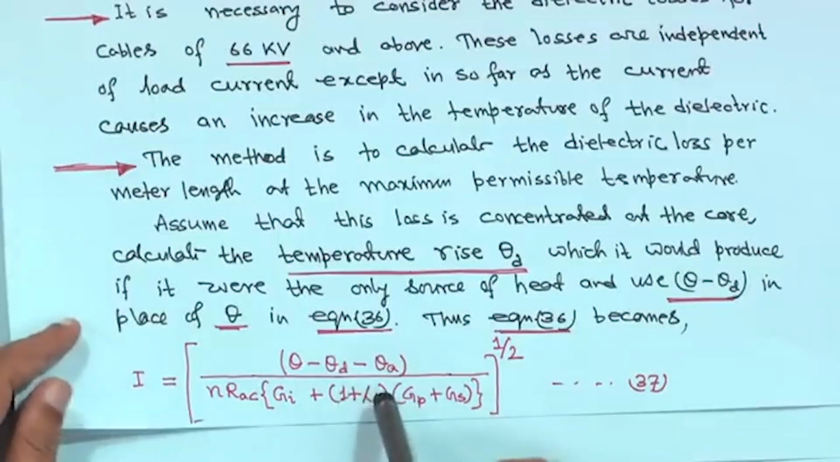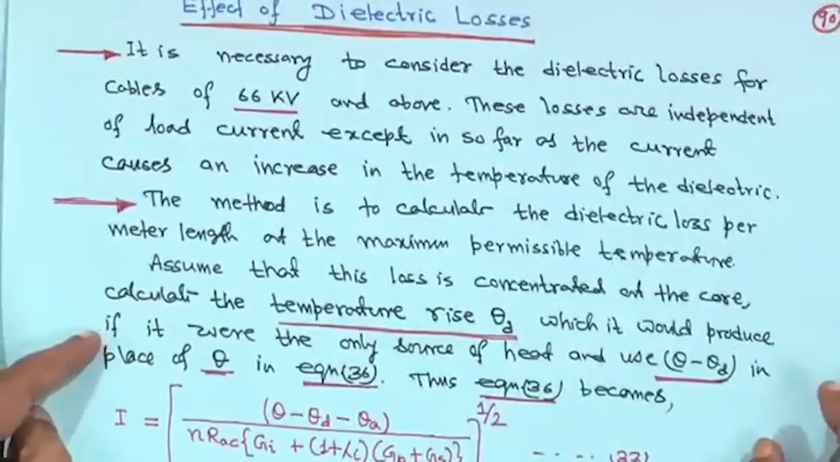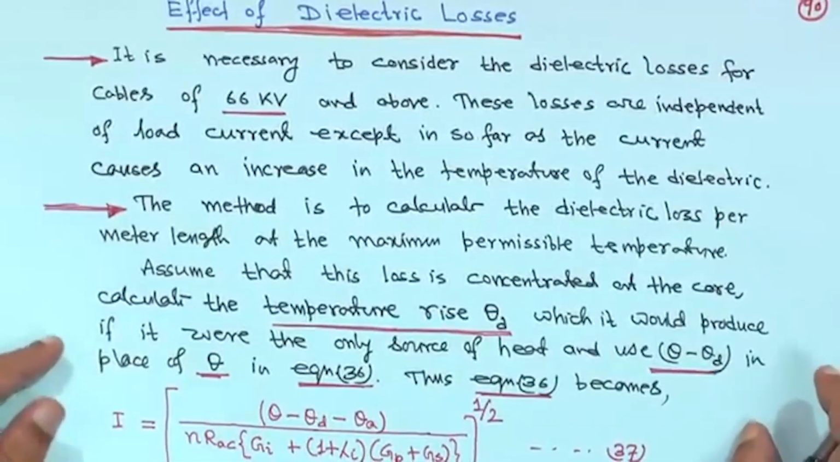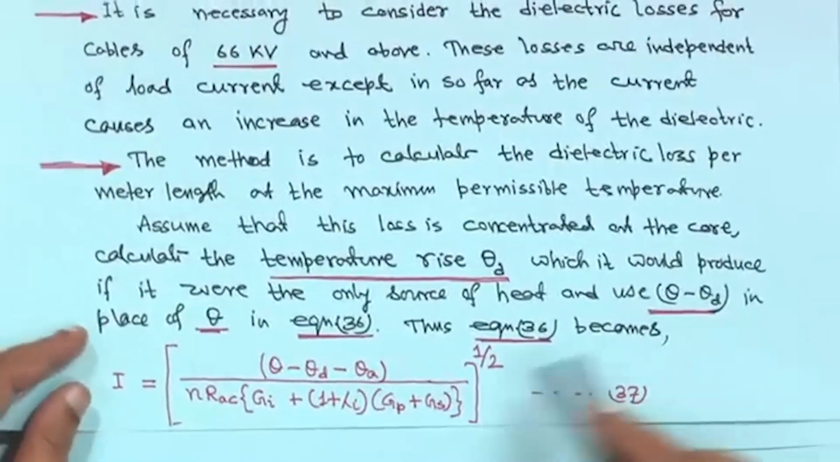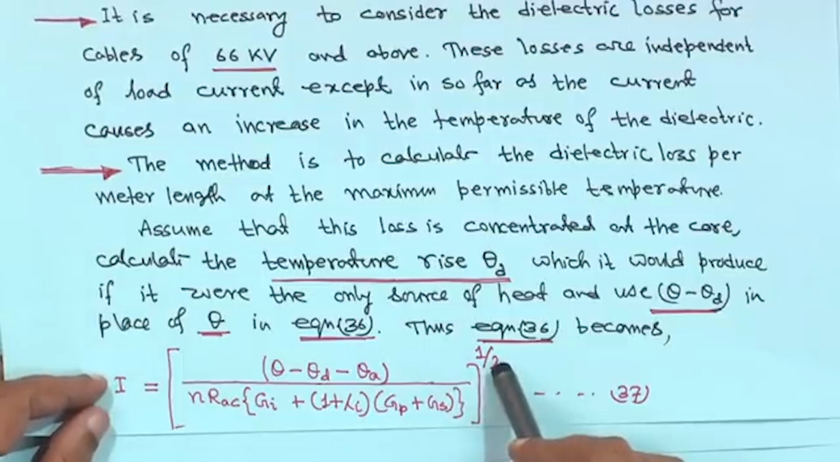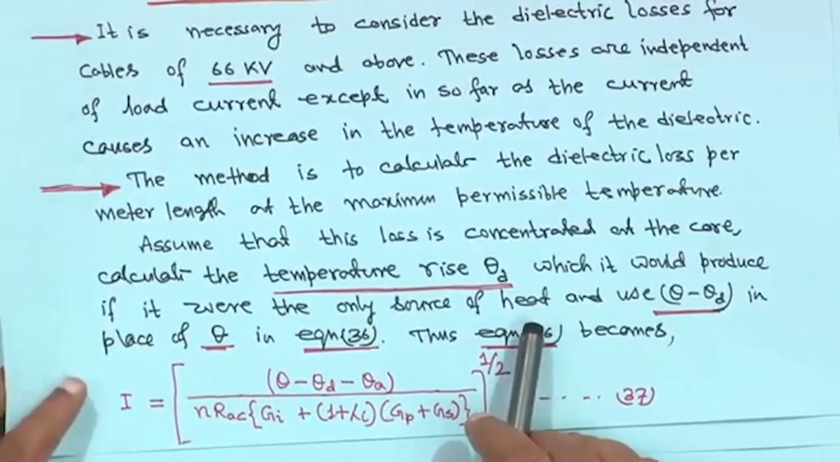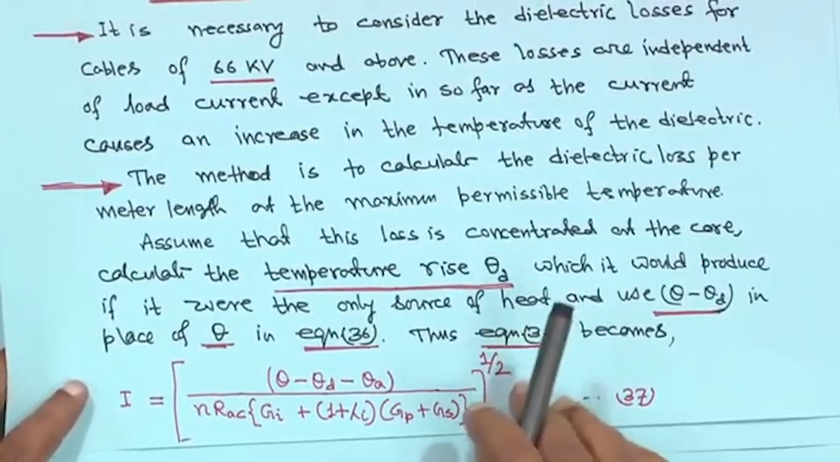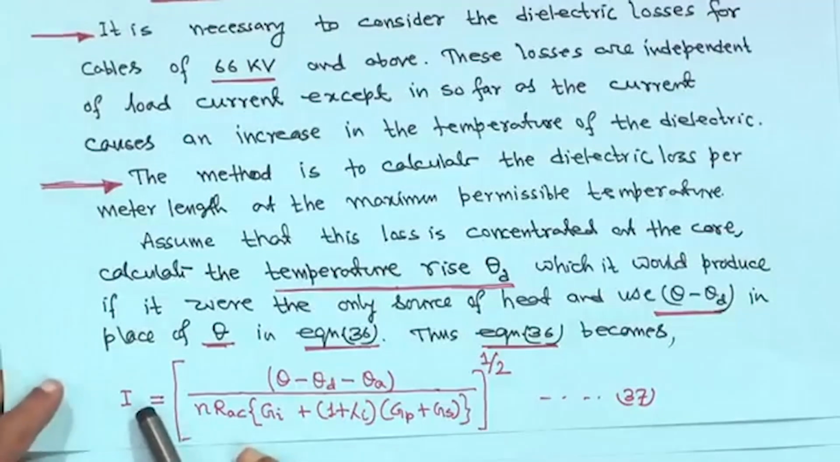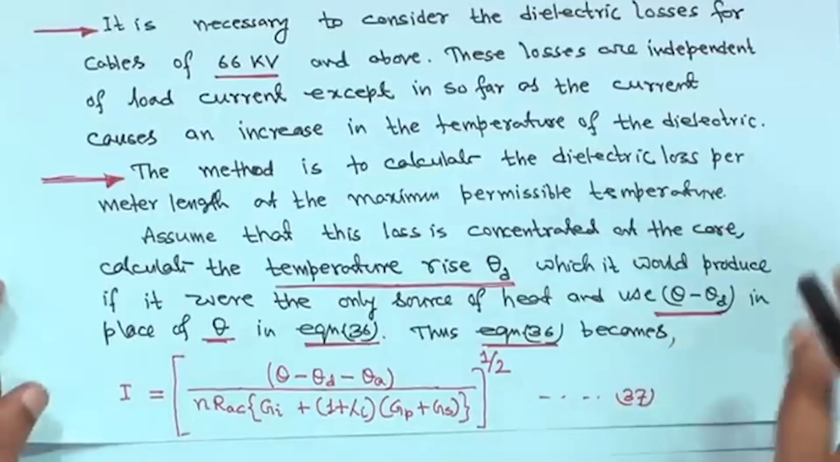So all these things you have to consider for the calculation of the current rating of the cable. In a cable, different losses are there, and they will cause the temperature rise. There is a maximum permissible limit for the cable temperature. So your current rating has to be restricted until it achieves the maximum current rating, not more than that, right.